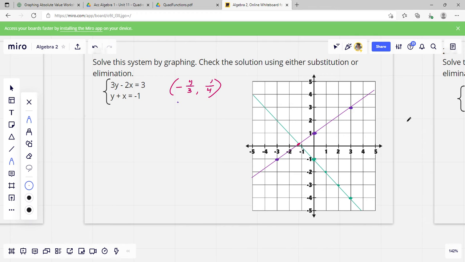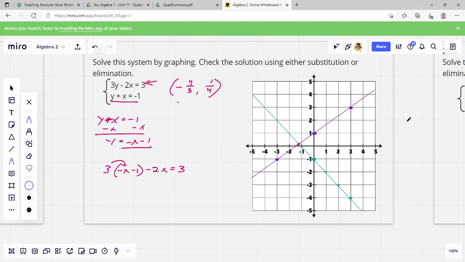Alright, so now I'm going to solve it. I'm going to use substitution. So I can rearrange this equation. Y plus x equals -1. I'll just do minus x. So I get y equals -x minus 1. And now I'm just going to substitute in that value into that equation. So 3y, and y we're going to replace with -x minus 1, minus 2x equals 3.